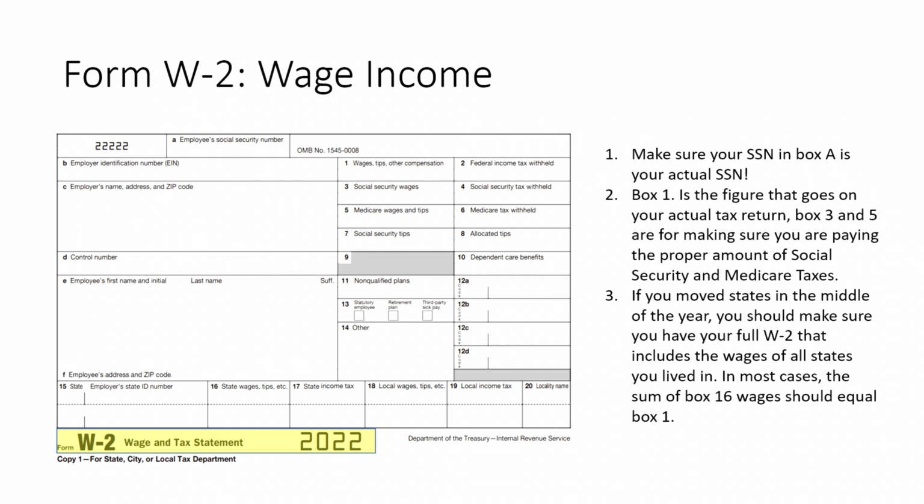The most common tax form is Form W-2. Any individual that works for a company as an employee is going to get this tax form, hopefully by January 31st, after the year that you've earned this income. Box A is going to have your Social Security number. Make sure that this matches your true Social Security number.